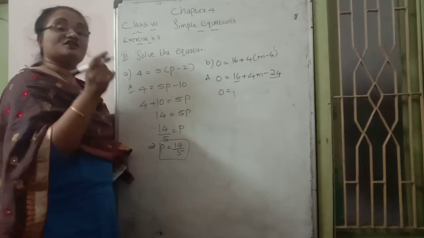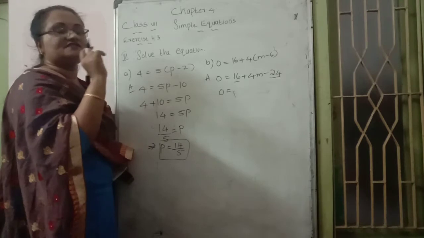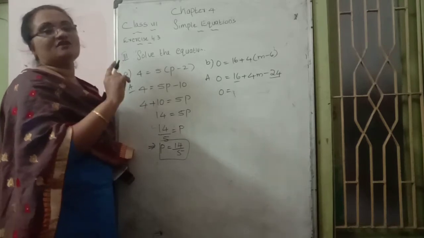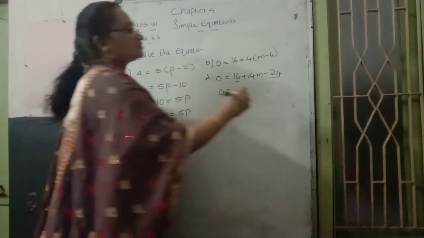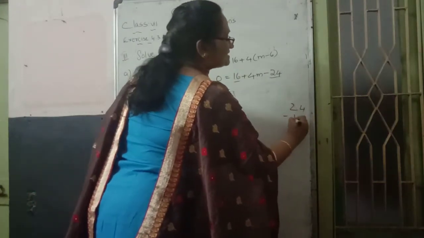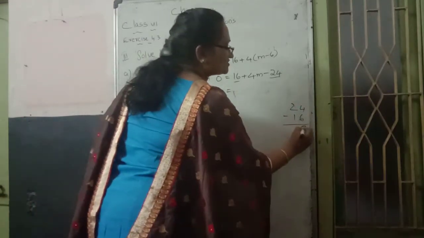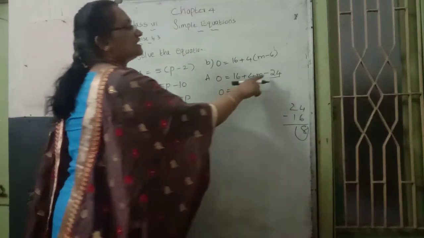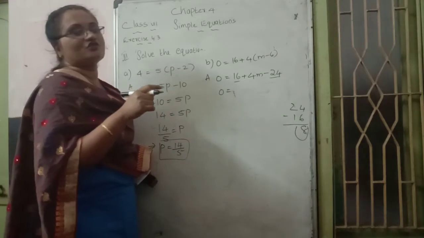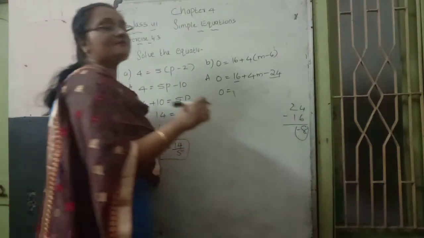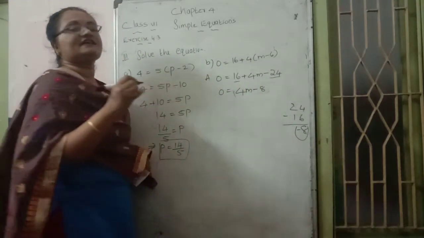Again 0 is equal. These two are constant terms without a variable term, so we can do the calculation with the help of the equation. Here 16 and minus 24 are both constants. So 24 minus 16, subtraction gives how much? Borrow and subtract. 14 minus 6 comes to be how much? 8. Which is the bigger number, minus 24 or 16? Minus 24 is greater, so our answer becomes minus 8. So we can write 4m minus 8.